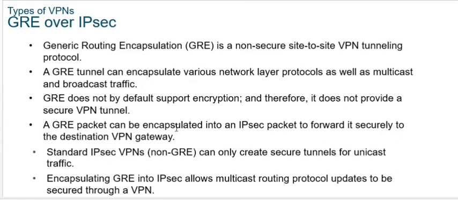A GRE packet can be encapsulated into an IPsec packet to forward it securely. So you would add IPsec to encrypt and secure GRE. Standard IPsec VPNs, non-GRE, can only create secure tunnels for unicast traffic. So if we wanted to remove the encryption and set up a tunnel across a public network, we can use Cisco equipment and do so using GRE. We can also add IPsec to GRE to make it more secure.